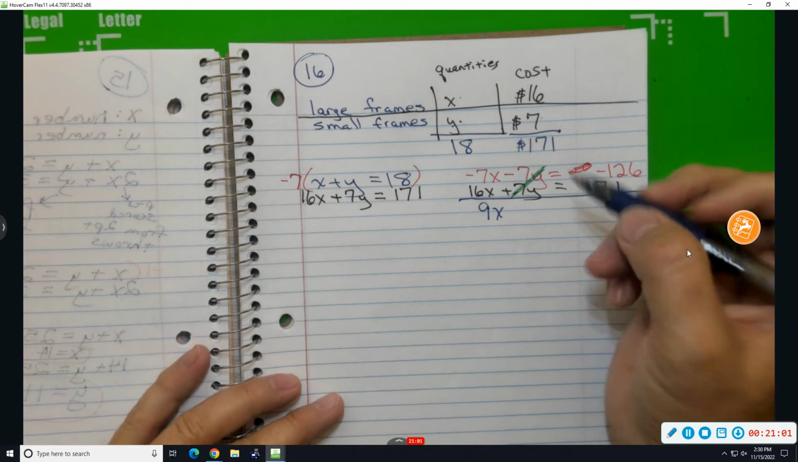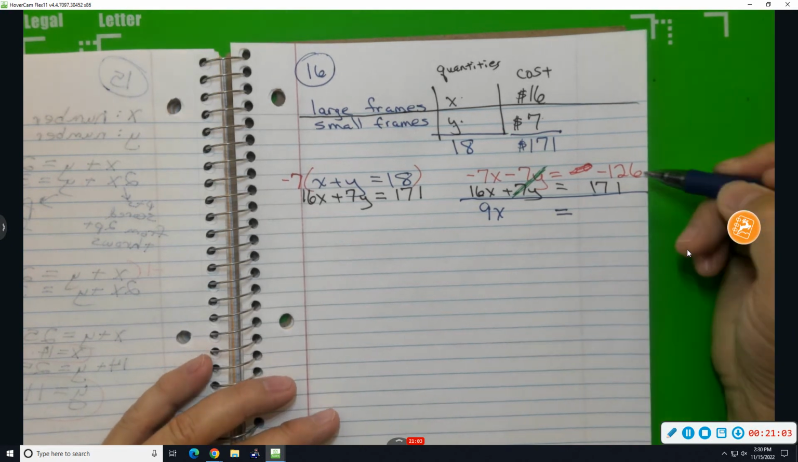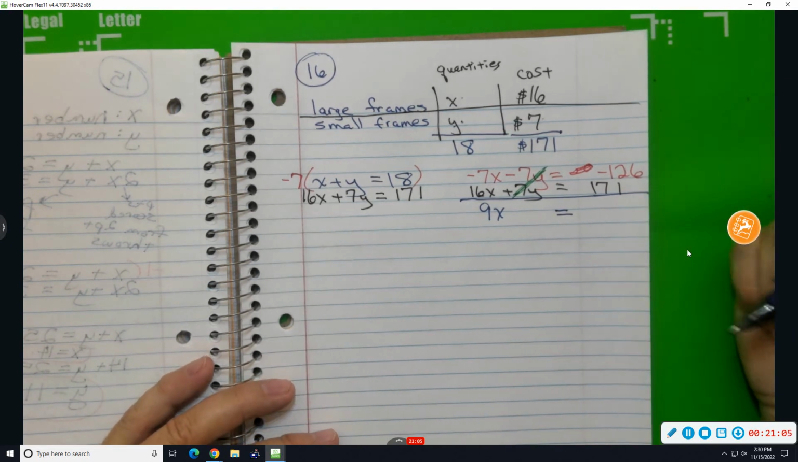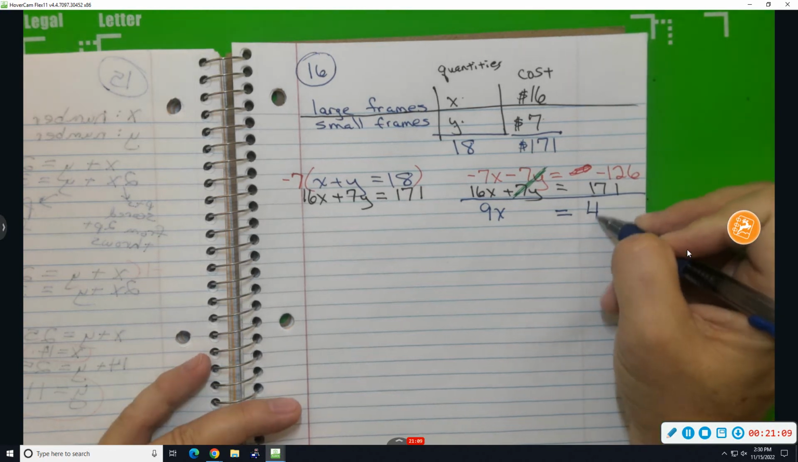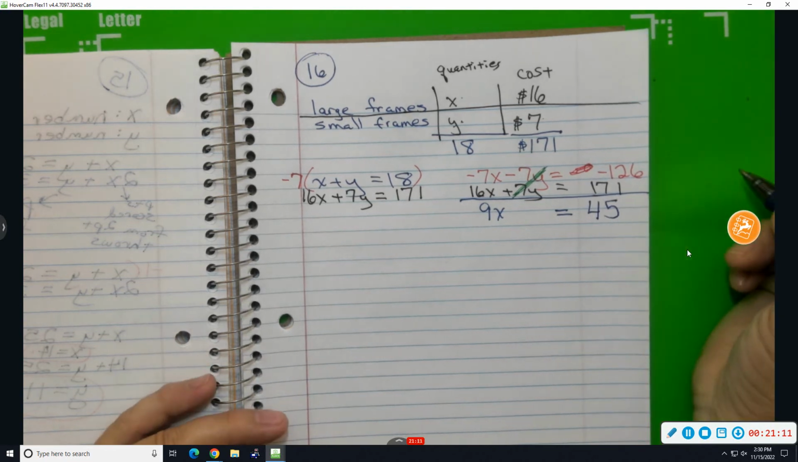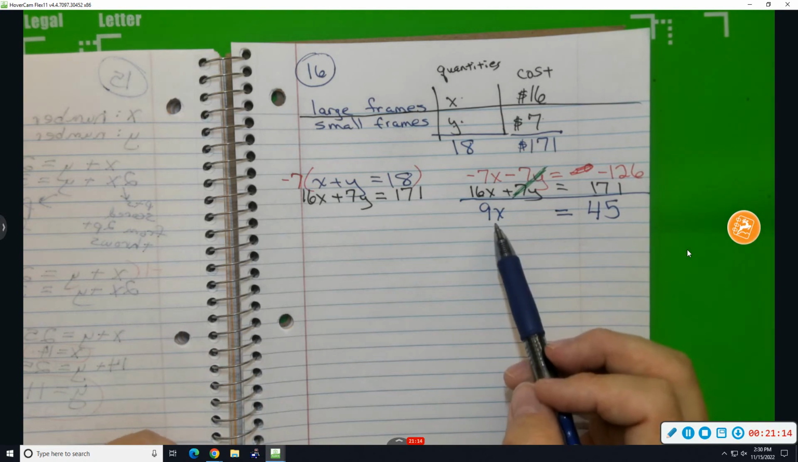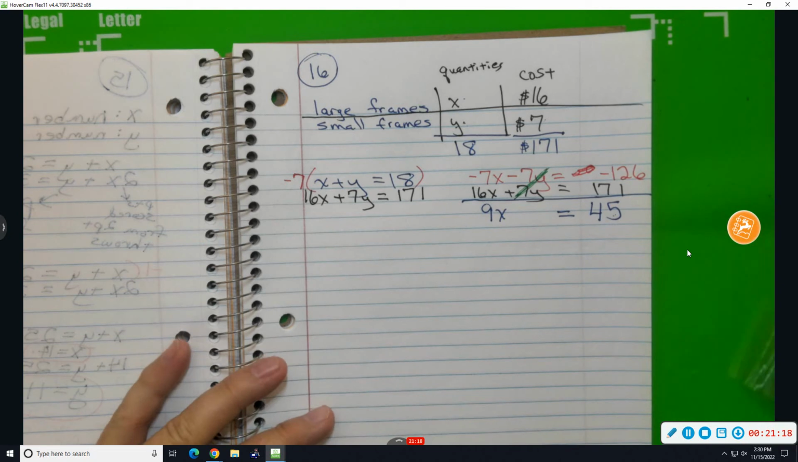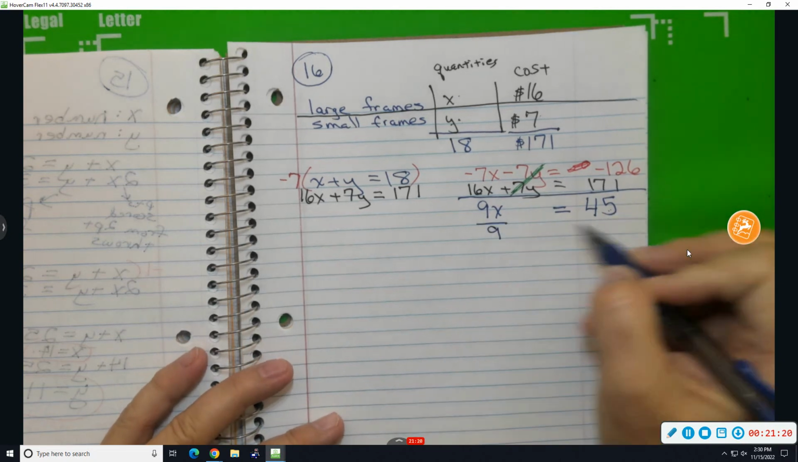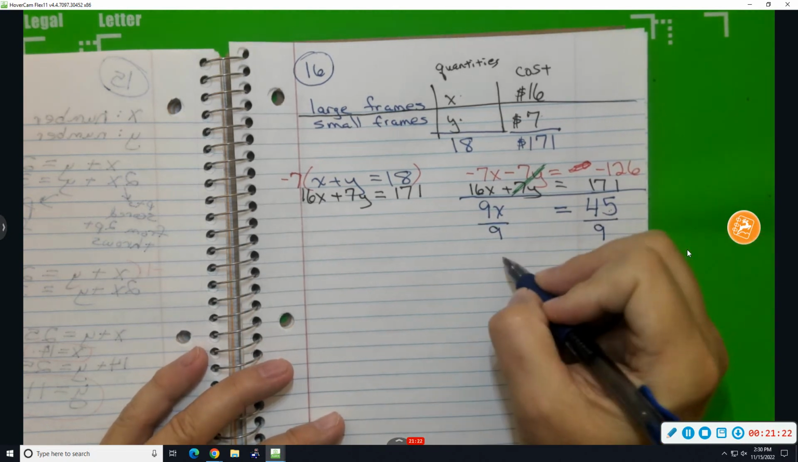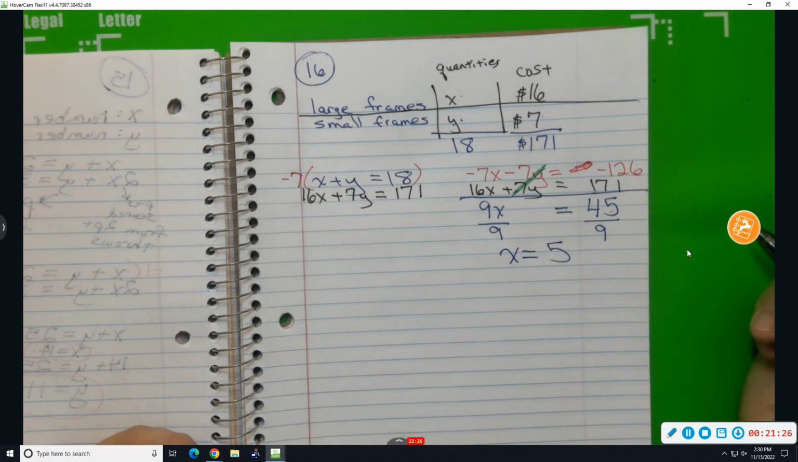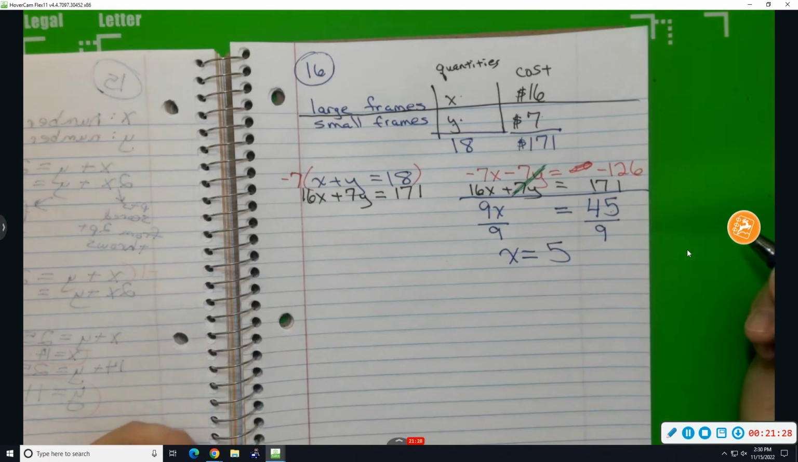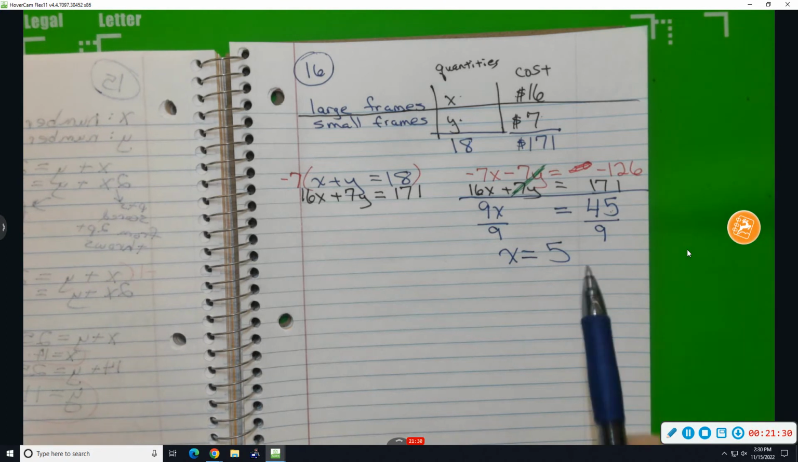And then we have a negative 126 plus 75. That's going to give me a positive 45. I agree. And we divide both sides by 9 to get x equals 5. So 9x equals 45. Divide by 9 to give us x equals 5. Is that $5? No, 5 large frames.